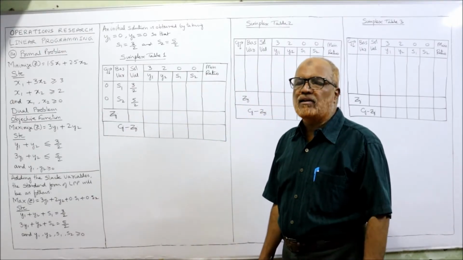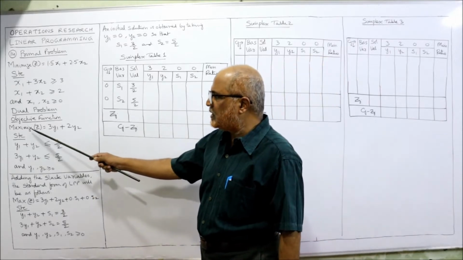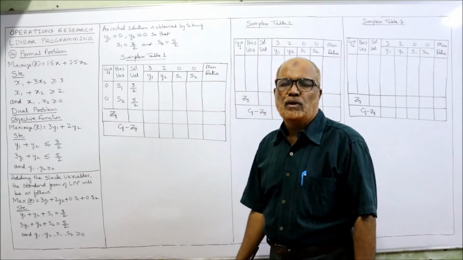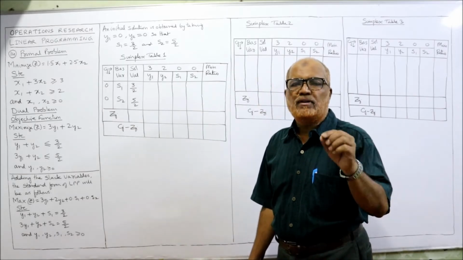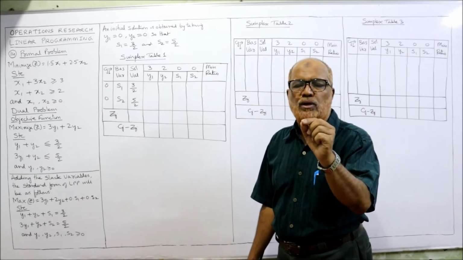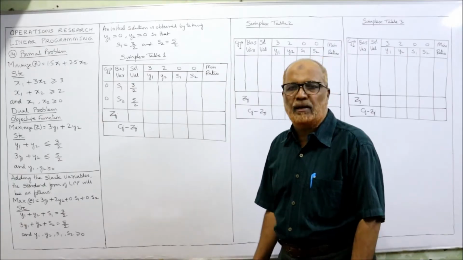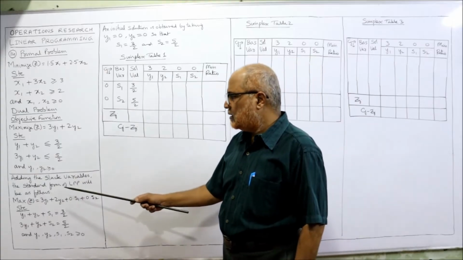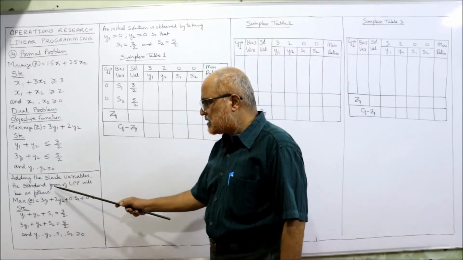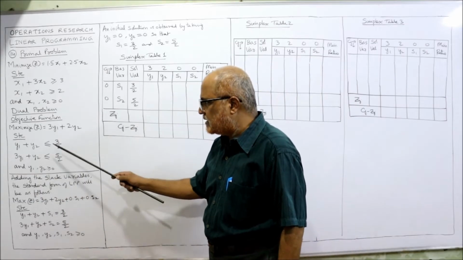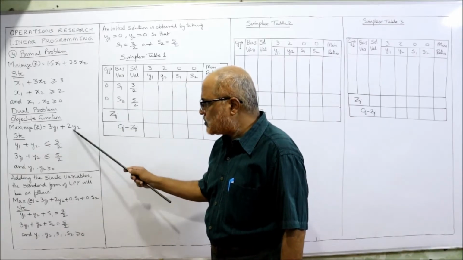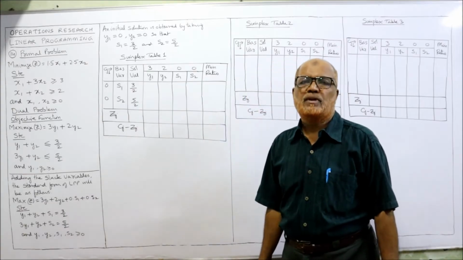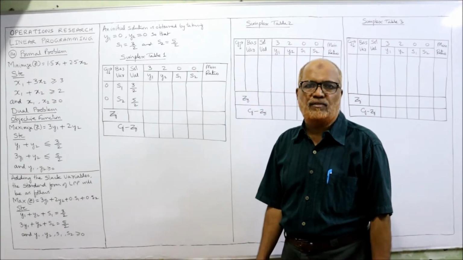Now adding the slack variable, because we have maximization type and all the constraints are less than equal to. In every problem I told you, whenever the inequality is less than equal to, we have to add the slack variable to convert the inequality into equation. So here adding slack variable, the standard form of LPP will be maximize 3y1 plus 2y2 plus 0 into s1 plus 0 into s2. S1 and S2 are the slack variables.